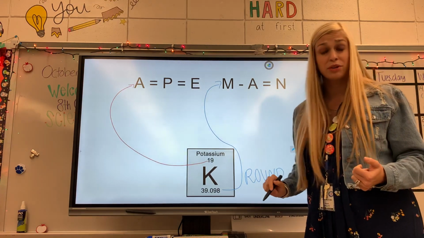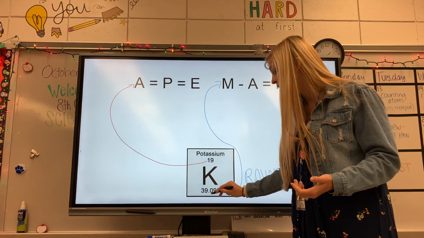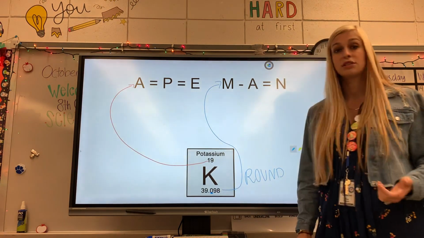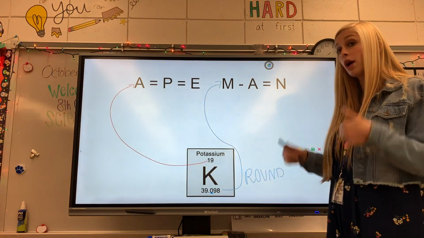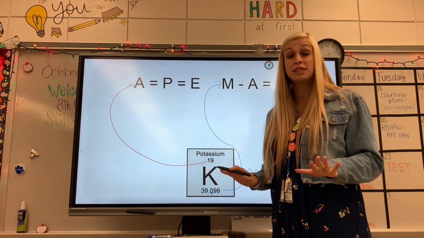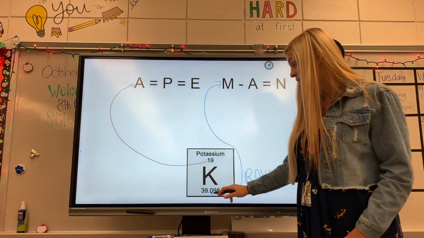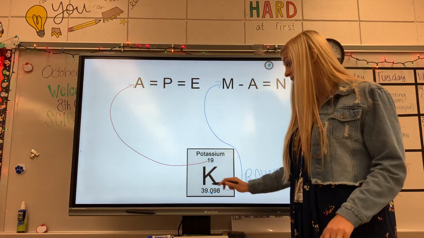I don't want to mess with no 3-digit decimal, so we round. Remember, you look at the tenths place to round. If this number is 0.5 or up, you round up. If this number is 0.4 or down, you stay. So for this one, it's 0.0, so it's 0.4 or down, so we're gonna stay at 39.